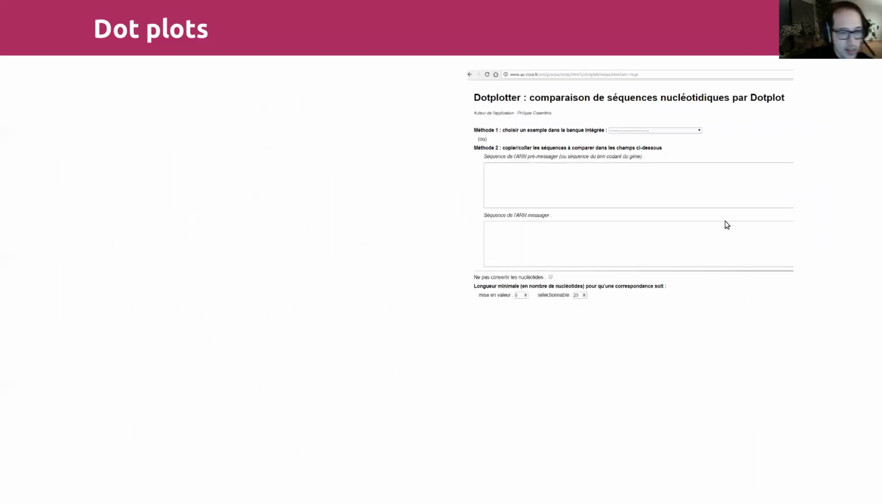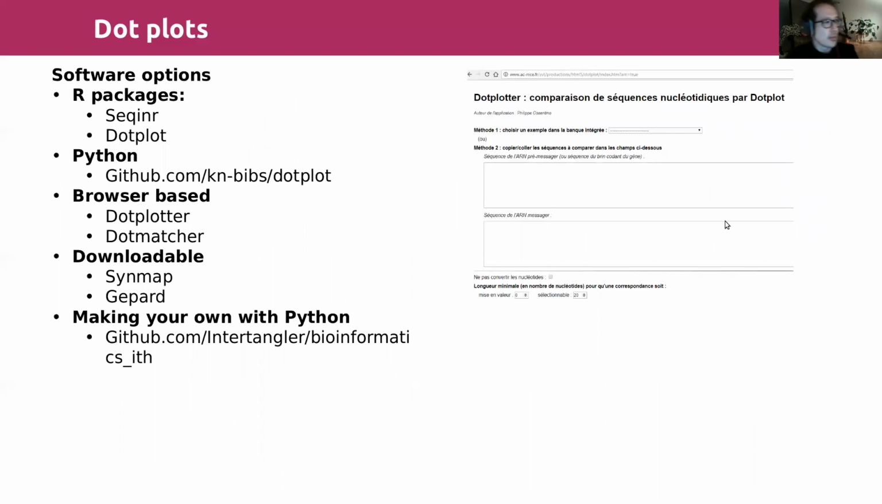So that's an analogy for how we can think about structures of sequences. Dot plots, there are some tools out there to make them. If you just want to use an online tool, there are things like Dotplotter and Dotmatcher, but also Python and R packages and some downloadable options. And in the exercises, we'll be playing with these as well.